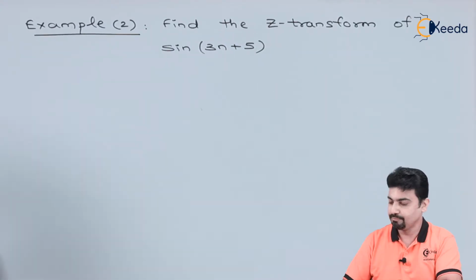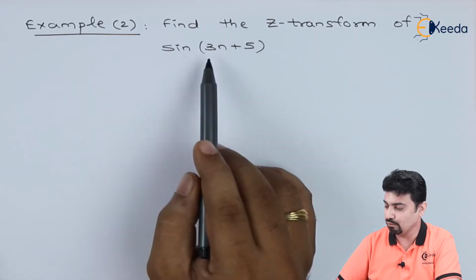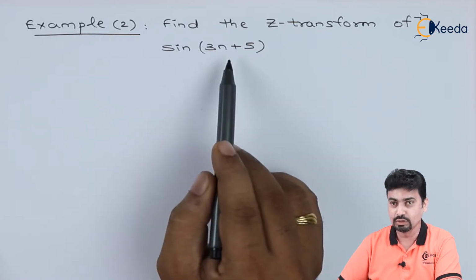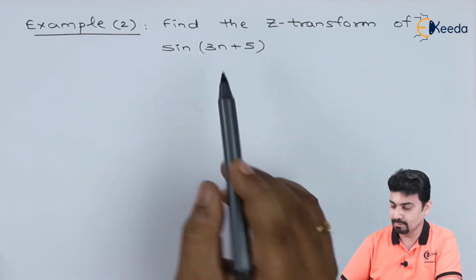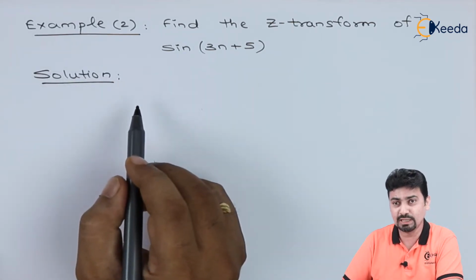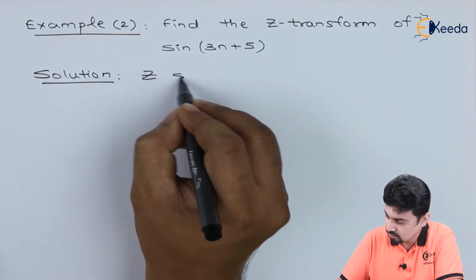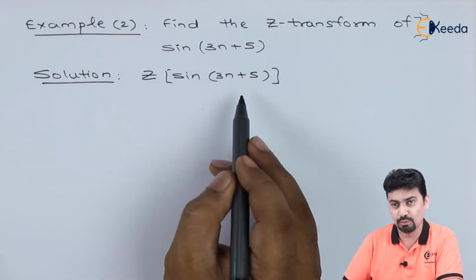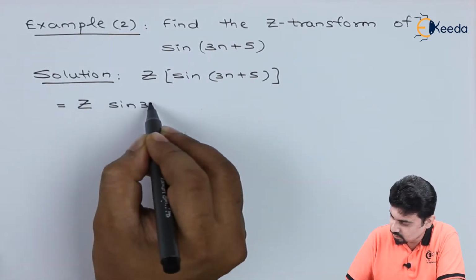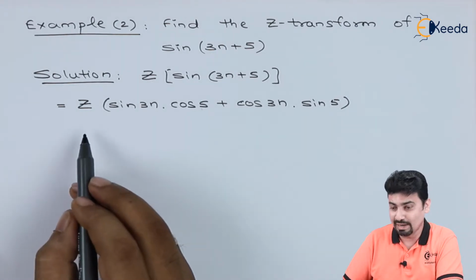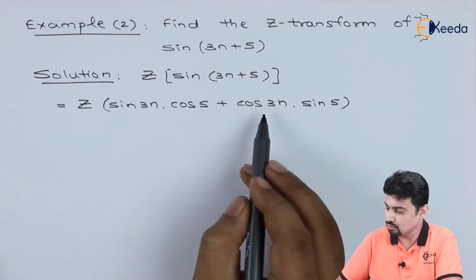The second example is, find the Z transform of sine of 3n plus 5. Now this time we have sine of addition of angles. So first we will be opening this. Let us start with the solution. Sine a plus b formula is sine a cos b plus cos a sine b. Therefore, Z of sine of a plus b we can write as, thus we get Z of sine 3n cos phi plus cos 3n sine phi.